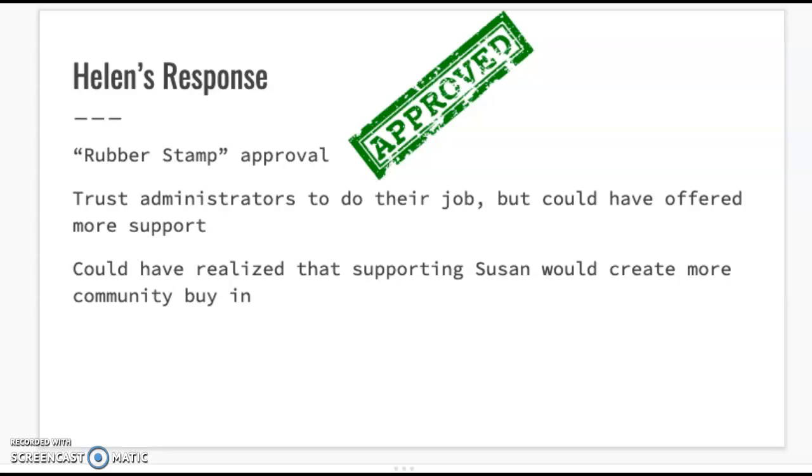She was trusting Susan to guide them, but she could have offered some more support and been understanding of the position. By supporting Susan, that would have created more community buy-in, because Helen already has a great deal of pull in that community.